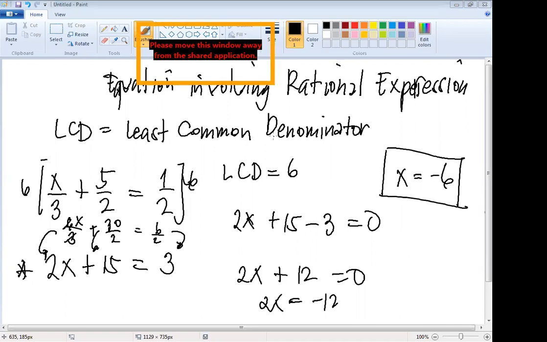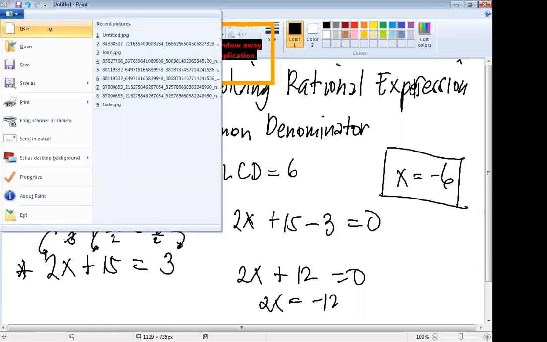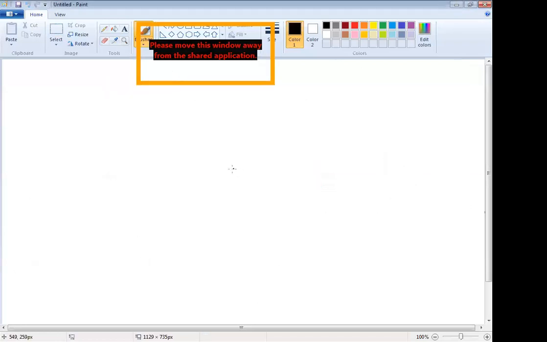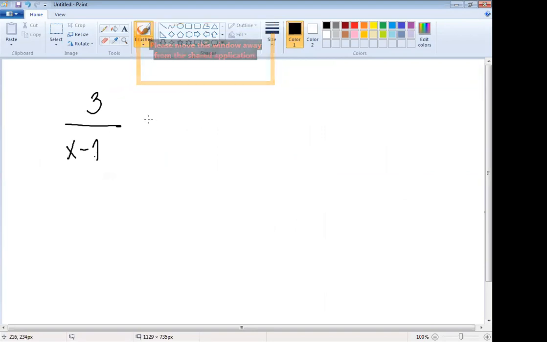Okay, another example. Let's try another one. If we have 3 over x minus 1 equals 3 over 5. Don't worry, for the first example, I took a picture and it's in your Line group now. If you did not copy that one yet, it's in the Line group, so that we can proceed to the next example.